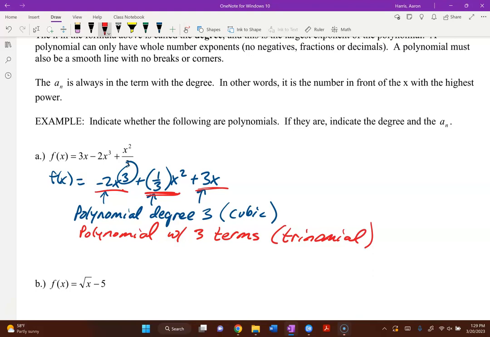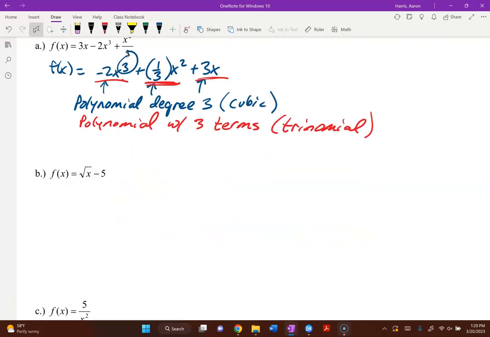Anything above 3 terms, we don't care. We just say it's polynomial of 4 terms. Yeah, there's a name for it. We kind of just don't care after that, right? Because we never remember. So, all right. How about this one?